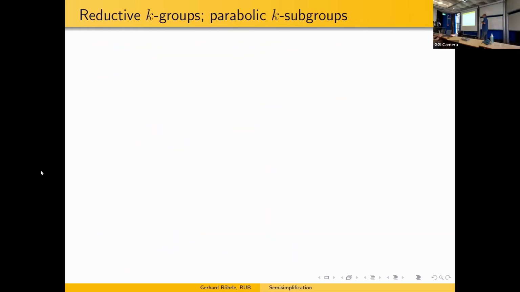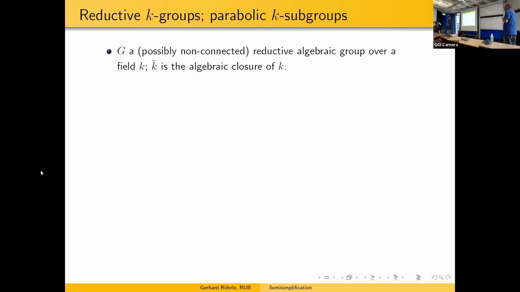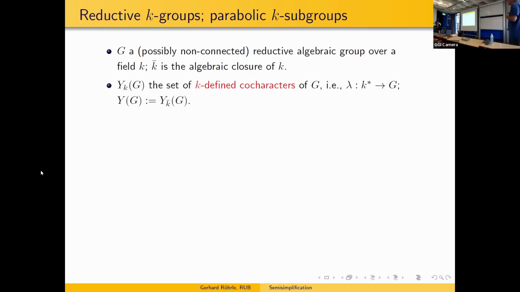So here's the setting. We have reductive K groups, parabolic K groups, etc. Just the notation. So G, once again, is a reductive algebraic group over some field K. K bar is the algebraic closure of K. I'm going to have a notation for the K-defined co-characters, so all K-defined homomorphisms from the multiplicative group of the field to my group G. And if I wanted to consider that over K bar, I just leave out the index K and write Y instead of all co-characters.